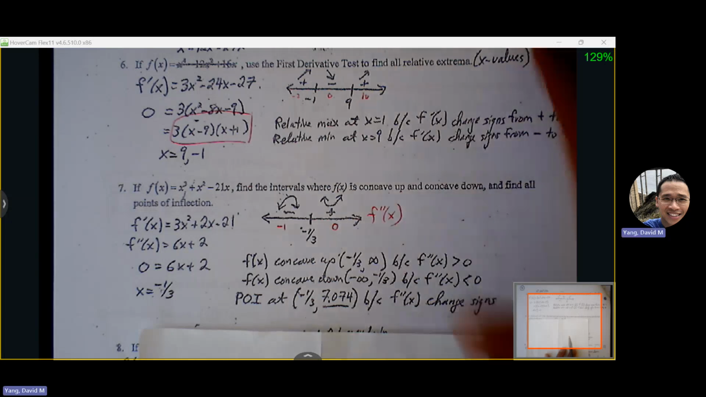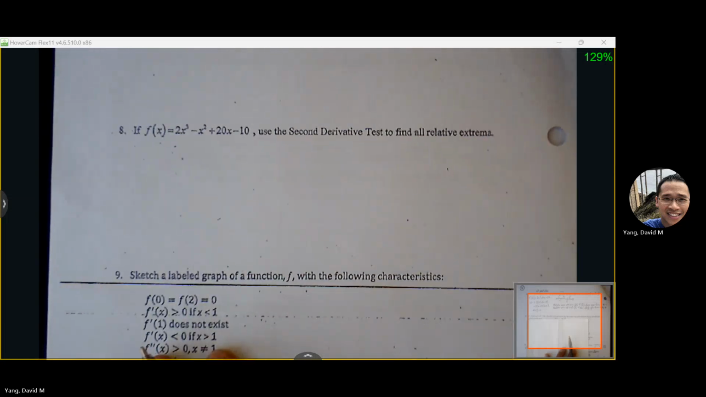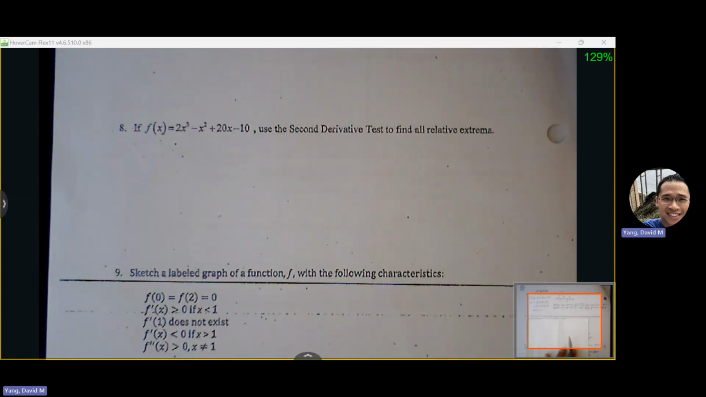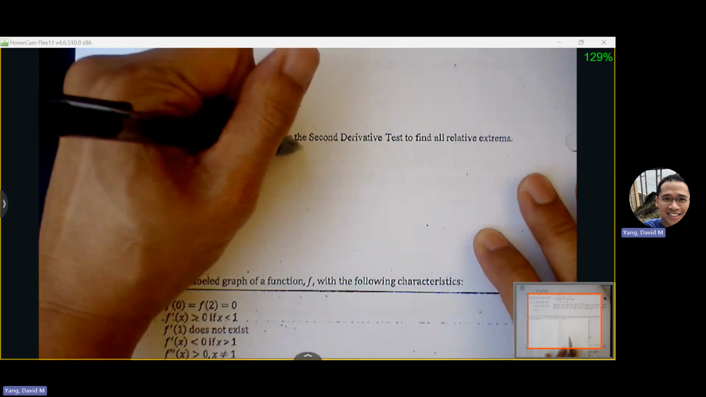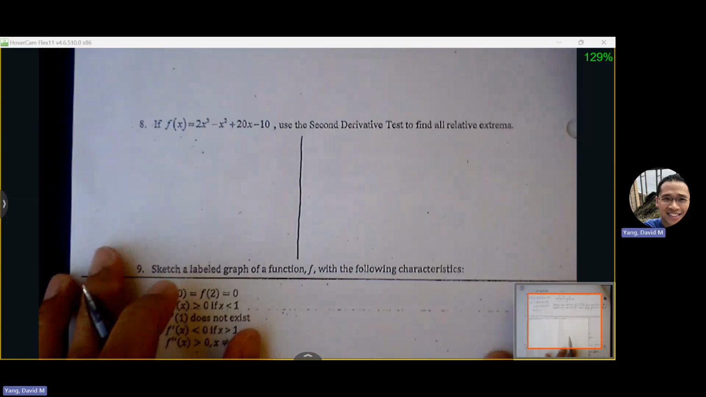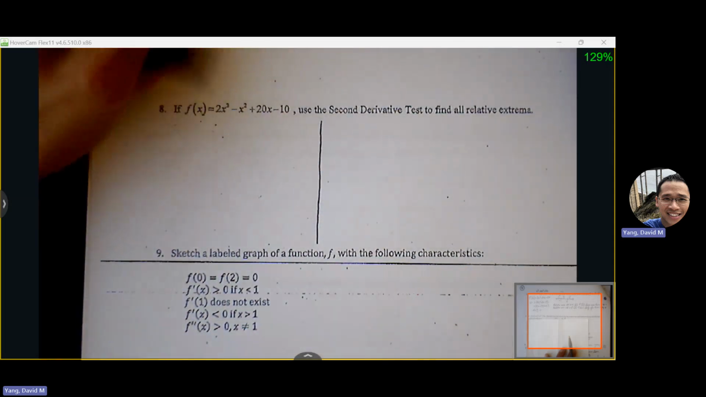All right, next up, number 8. Number 8 says use the second derivative test. I think this is a cause for confusion because this does the same thing as the first derivative test. So let's do this just for comparison purposes, so that you can see exactly the difference between them. Let's do this using the first derivative test, and then we'll do it using the second derivative test.